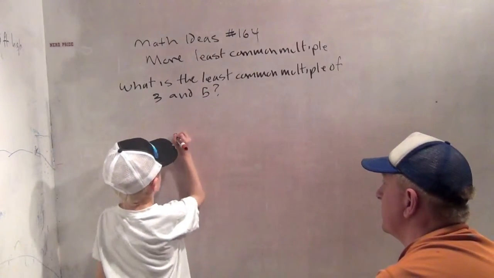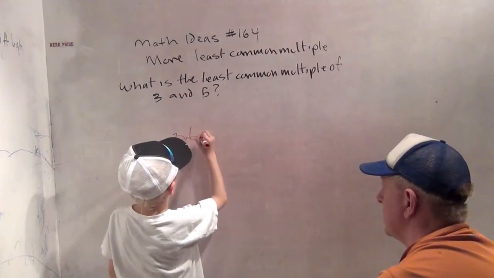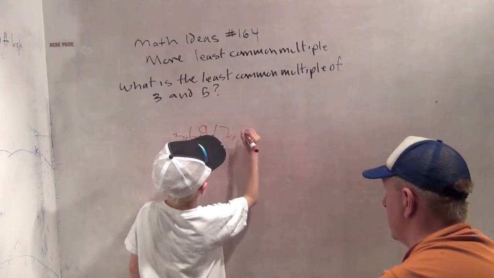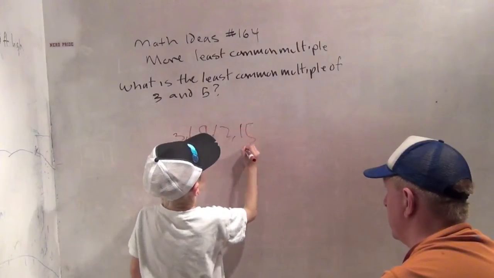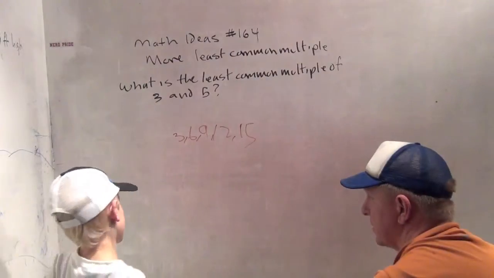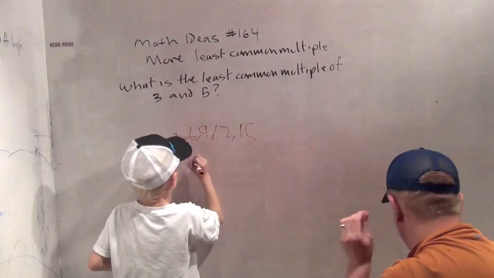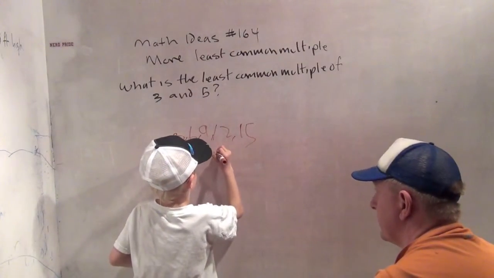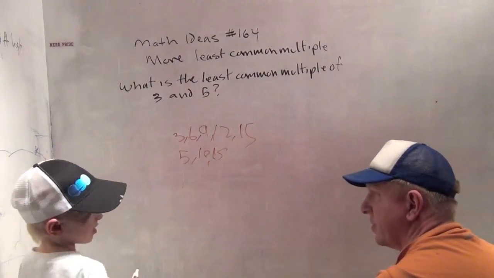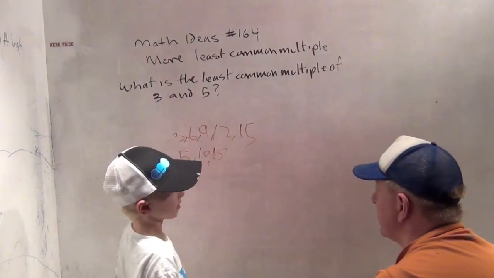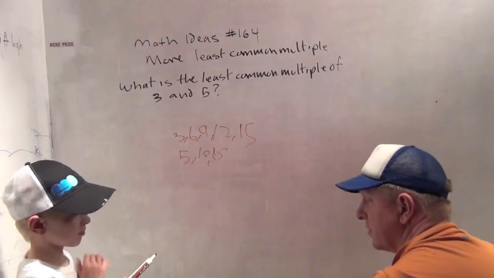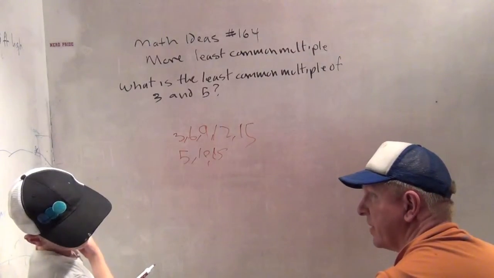Show me what you do. 3, 6, 9, 12, and 15, and then you write down the multiples. Okay, so these are multiples of 3. Yeah, and then these are multiples of 5. 5, 10, 15. Okay, is there a number that's on both lists? Yep, 15. Okay, great. So the least common multiple of 3 and 5 is? 15.